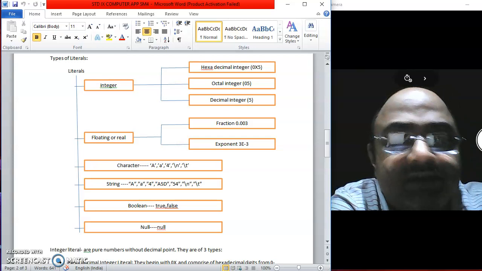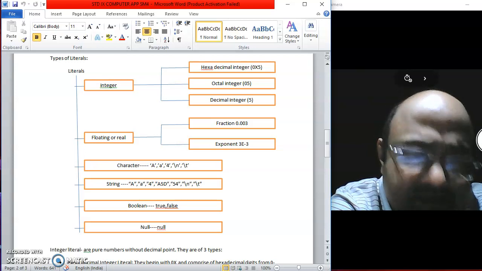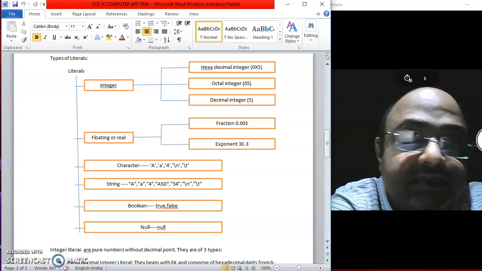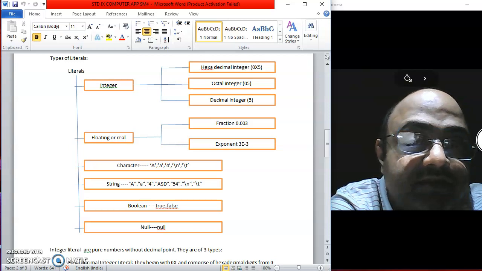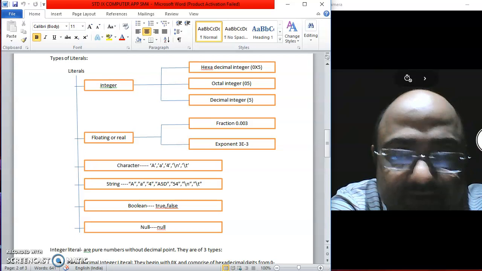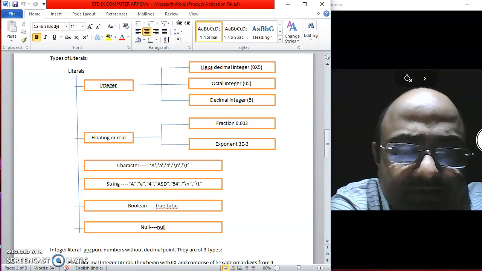And then finally we have decimal integer literal. Decimal integer literal is the basic number system which you follow in your mathematics, that is digits from 0 to 9. Now if you notice the chart which is given at the side, decimal integer literal example is given as 5, then octal integer literal is 05, and then hexadecimal integer literal is 0x5. So what is this all about? So let me tell you.